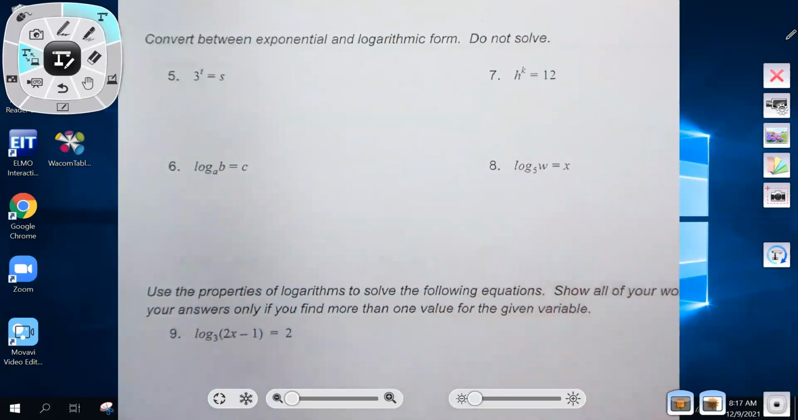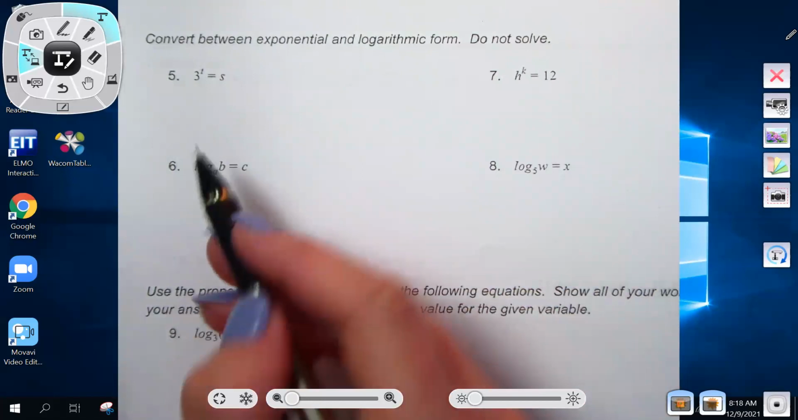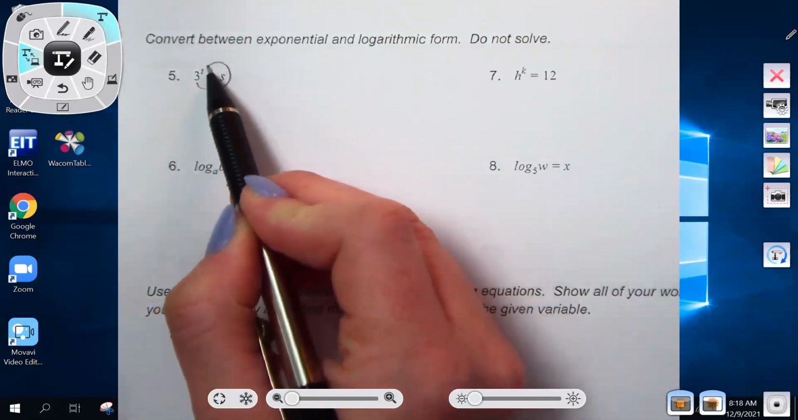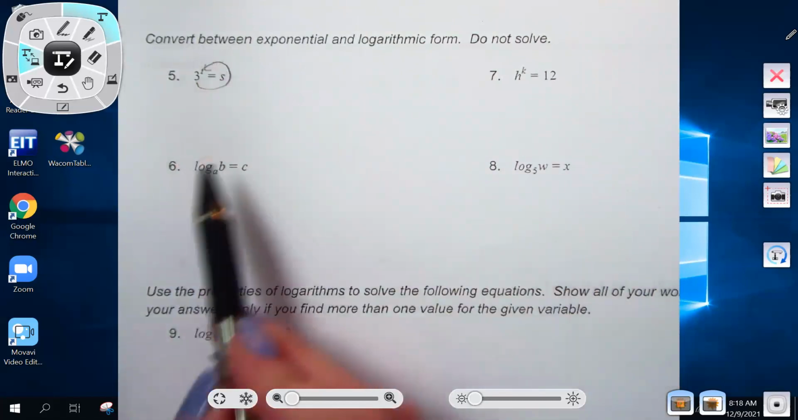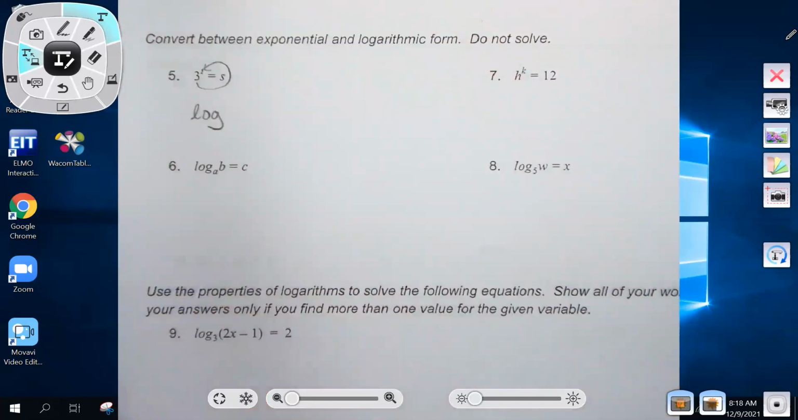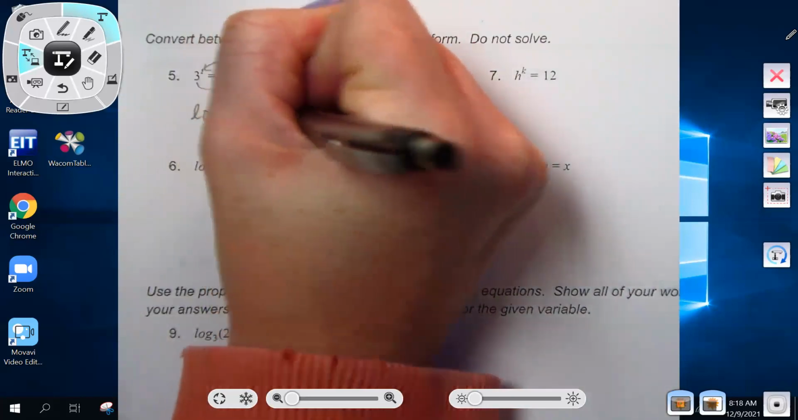Next 4 problems, you're just converting between exponential and logarithmic form. You do not have to solve anything. You can use the loop trick to change between forms. On number 5, if we start at the base, which is 3, we draw a loop around to t. That means when we change this to log form, first of all, we need to write log, and then we can follow our loop. So it's log base 3 of s equals t.